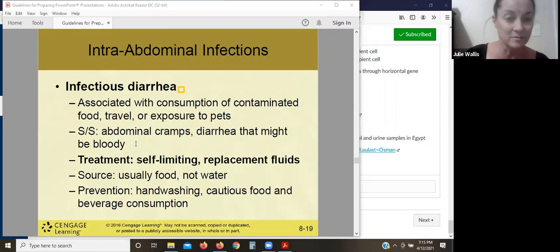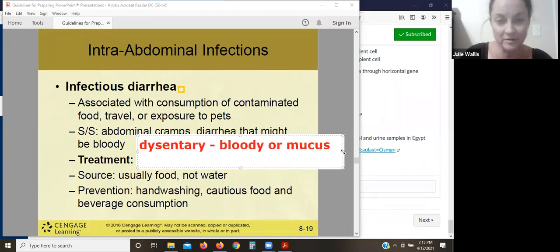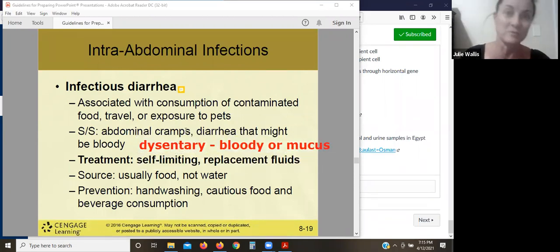I think it's in here somewhere else, but I'll just put it on here now. Dysentery is when you have diarrhea that's bloody or has mucus with it. I don't know why they didn't just put dysentery there, but generally that's what we refer to as the difference between diarrhea and dysentery, in case you see that.